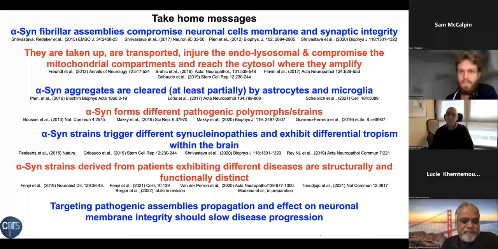These fibrils are affecting mostly the membranous components of the cells, both the plasma membrane, the endolysosomes, and the mitochondria. They are stressing the cells in many ways, leading in the end to disease. And I am convinced that targeting these assemblies based on the structure, and we will hear about this from Gunnar, will allow us to find therapies for these diseases.